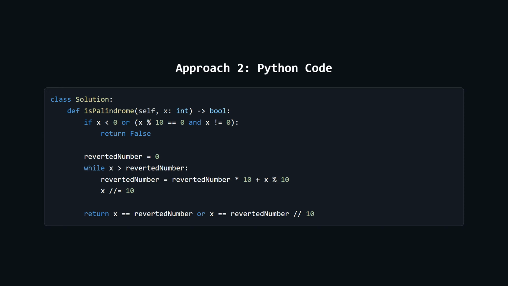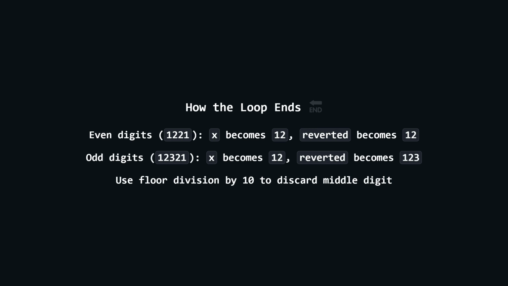Here is the complete math-based implementation. We handle our edge cases at the top, loop to reverse the second half of the number, and then compare the two halves. Notice how the final line handles both even and odd digit lengths. If the length is odd, like 12321, our reverted number will end up as 123, while the remaining x is 12. We can safely discard the middle digit by dividing the reverted number by 10.